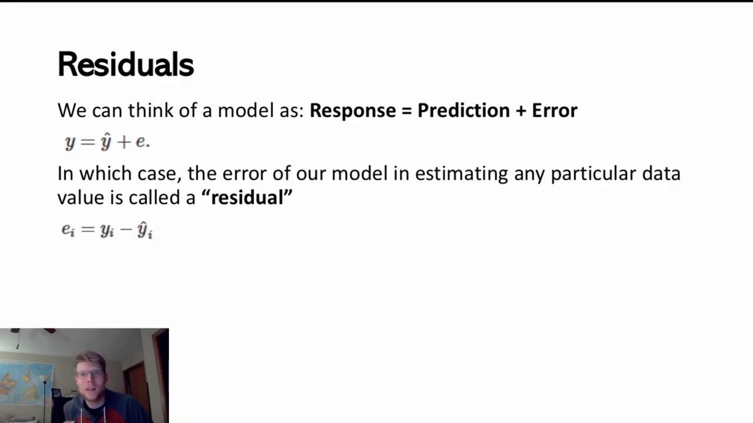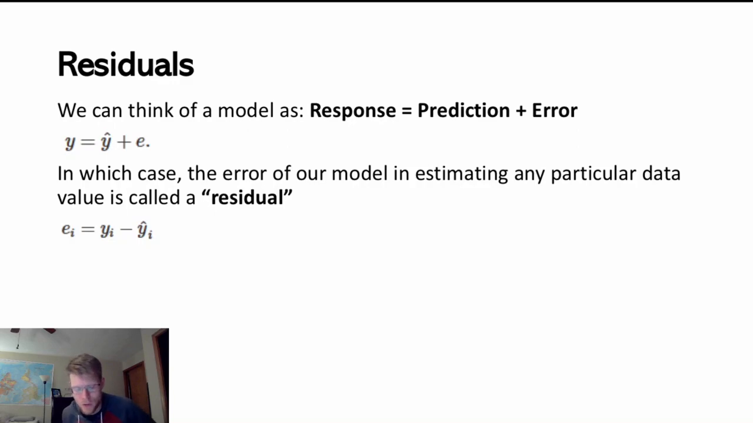So we might think of a model as being response equals prediction plus error, or sometimes you hear it, response equals signal plus error. That's just pointing to the fact that we have some predictive power, but not full predictive power. So we have some reduction of variability in our estimate, but there's still going to be some unexplained variability. There's still going to be some error in our prediction.